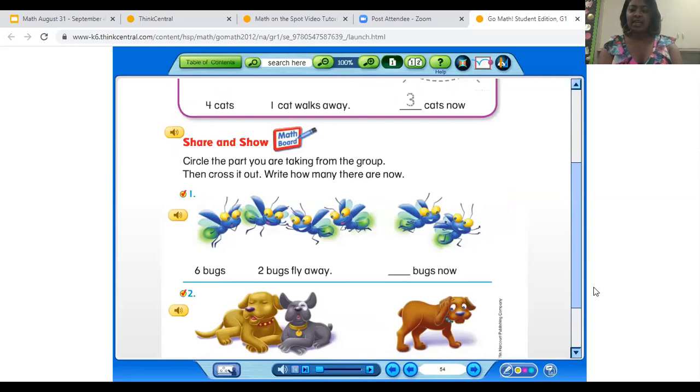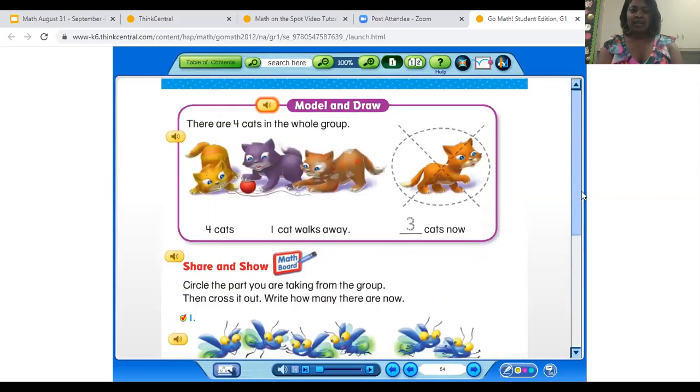You should see the cats at the top of the page. And let's see what's going on here. There are 4 cats in the whole group. So there they are. There are 1, 2, 3, 4 cats. And then one of those cats decides that he wants to walk away. Maybe he's hungry and wants to go eat. Maybe he's tired and wants to go play. But either way, he walks away.